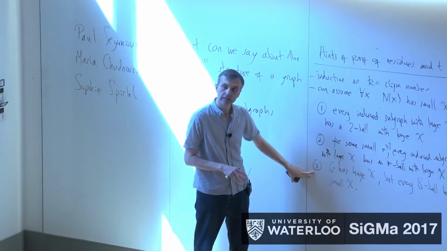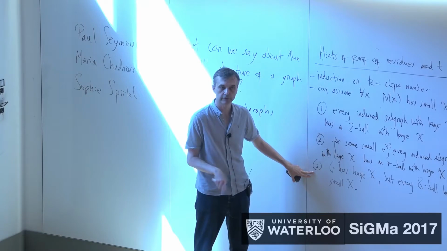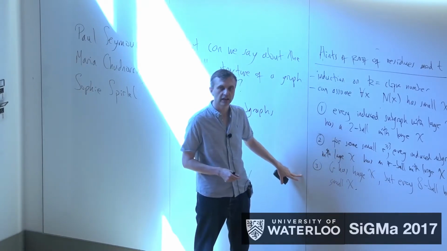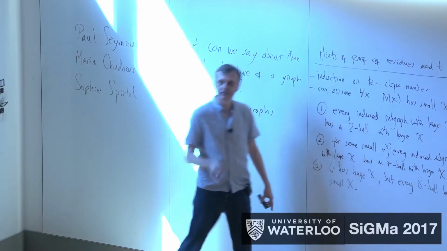Or maybe that's not the case. Maybe I can drop to a subgraph where it's got large chromatic number and all the 8 balls have small chromatic number. So these actually do cover all cases. You have to write down the functions and you have to write it down carefully, but it works.